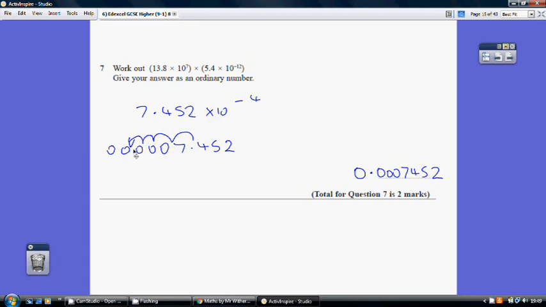So 1, 2, 3, 4. So the decimal point's going to end up there. So we've got 3 zeros to the right of it. So 0.0007452.